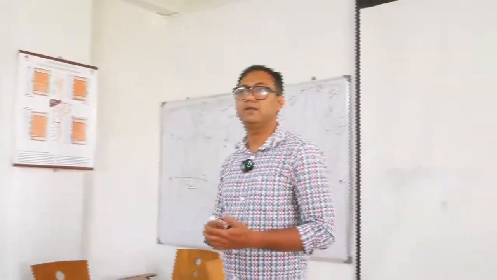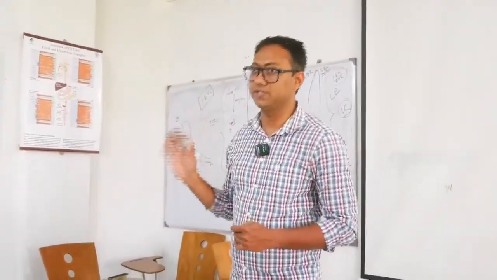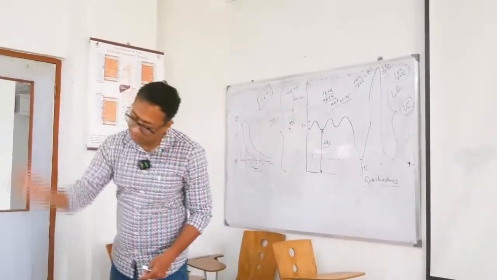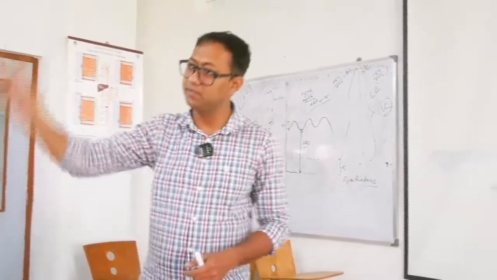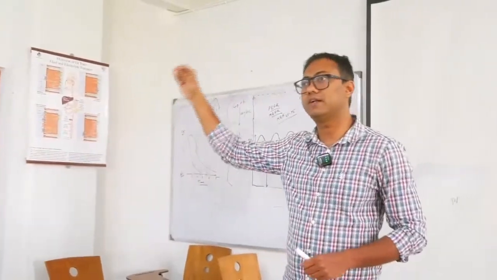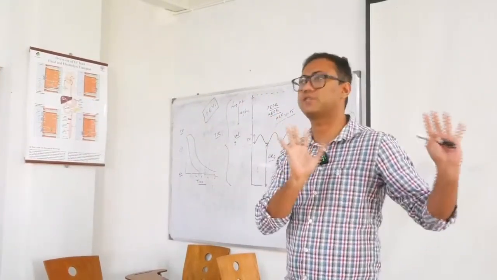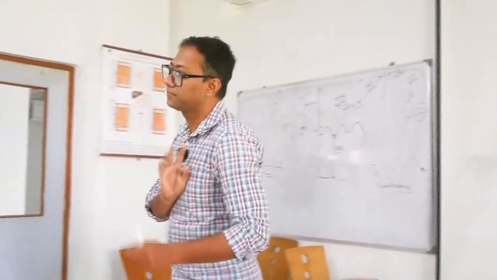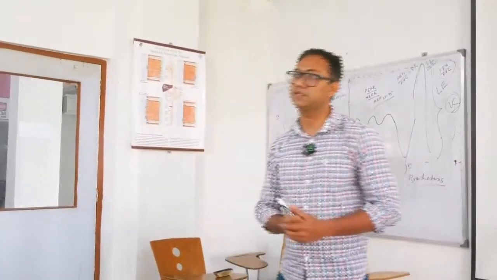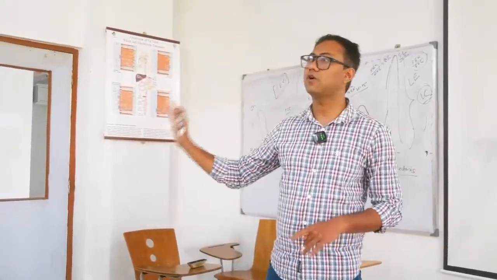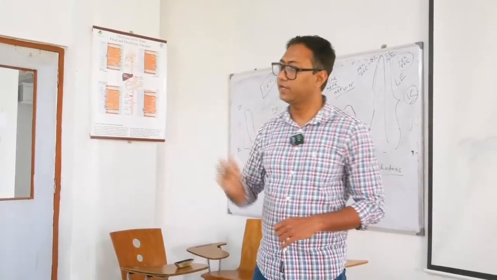So the first parameter you will look for is FEV1 by FVC. Once FEV1 by FVC is less than 80%, it is obstructive. It may be bronchial asthma, COPD, emphysema, chronic bronchitis, bronchiectasis, bronchiolitis obliterans, whatever. I don't know which, but it is obstructive. And if it is 80% or more, it is either normal or restrictive.